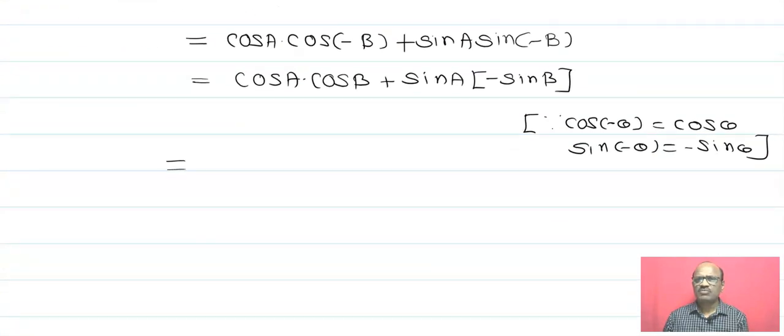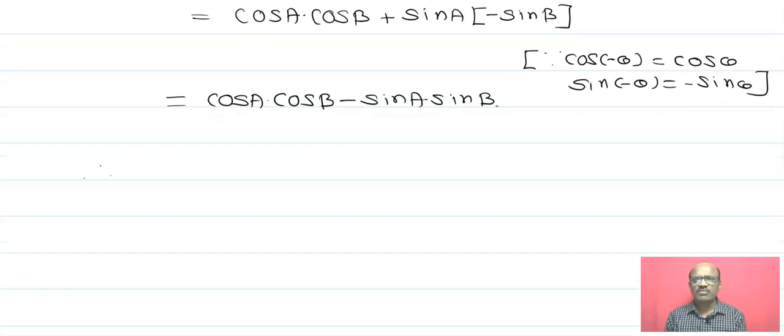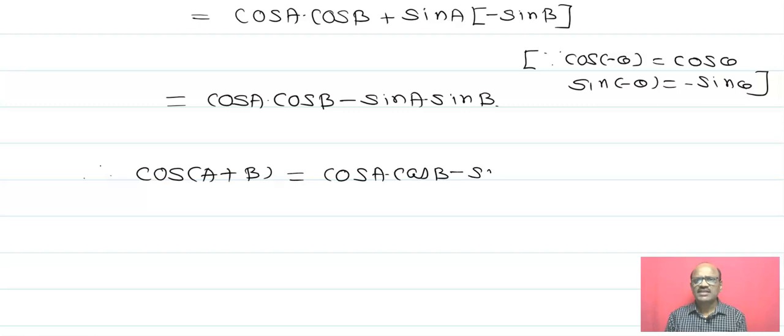Now see this formula. Therefore cos A cos B minus sin A sin B. Therefore our formula is cos of A plus B is equal to cos A cos B minus sin A sin B. This is the formula.